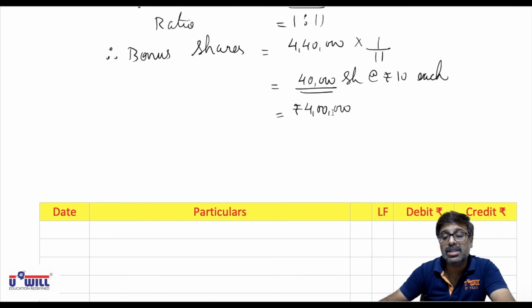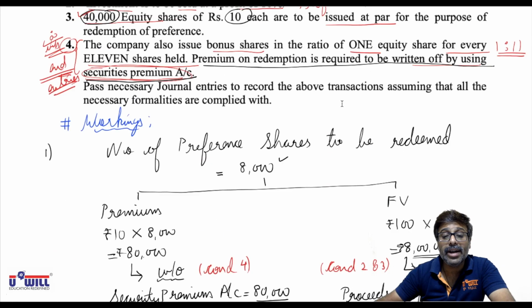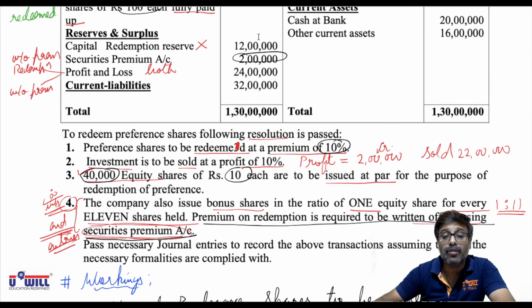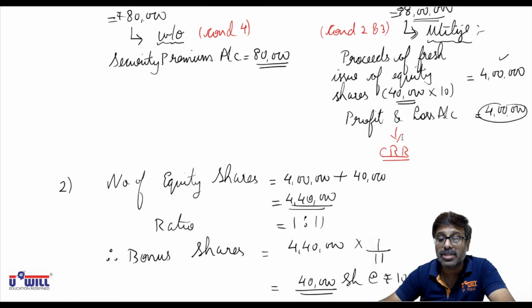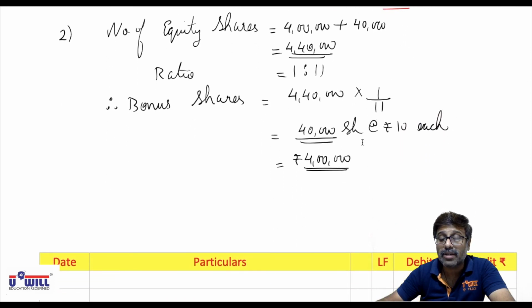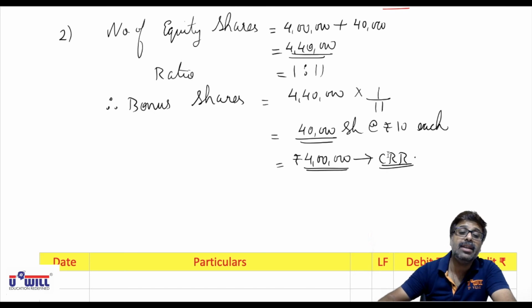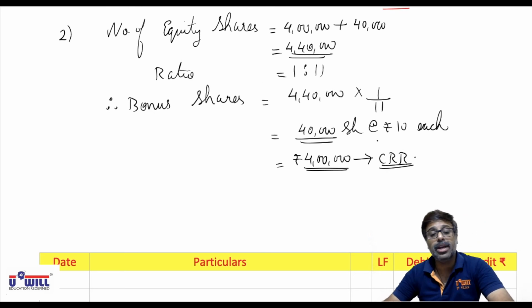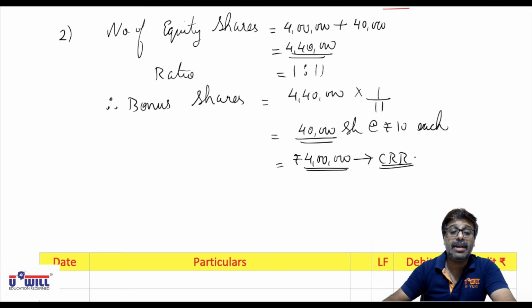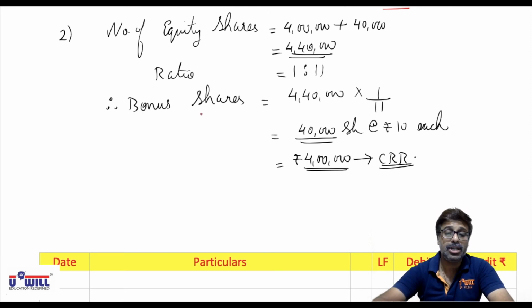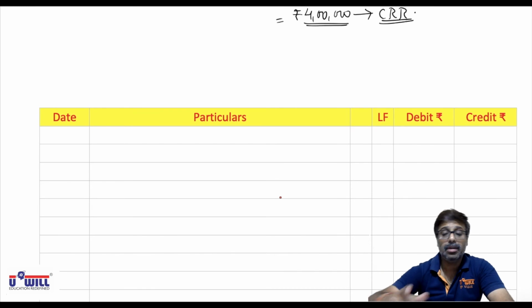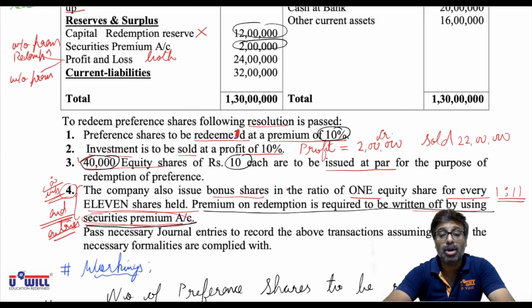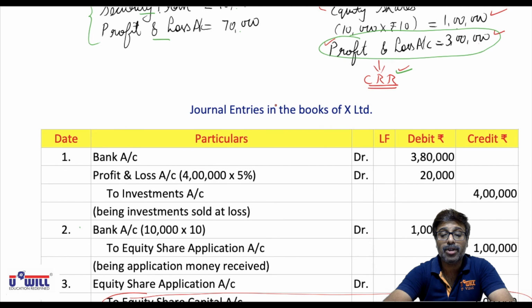Now how will we use this 4 lakhs? We already have capital redemption reserve of 12 lakhs. Plus we are transferring this 4 lakhs also to capital redemption reserve. So this 4 lakhs which we have transferred to capital redemption reserve will be used in giving the bonus shares. Okay. So 2 extra entries will come at the end for issue of bonus shares. All of you pause the video and make the format for the journal entries.